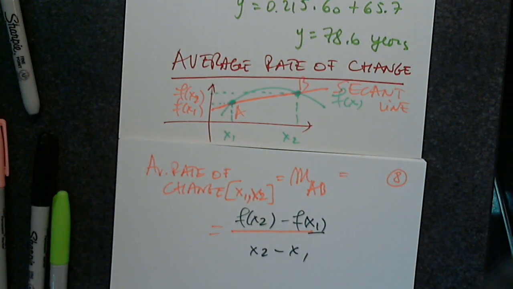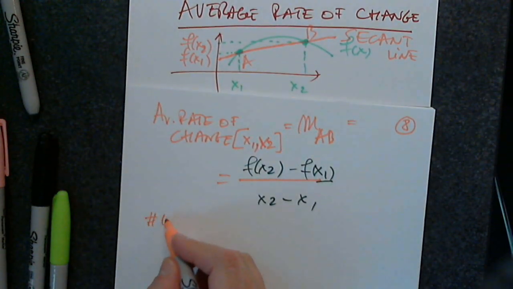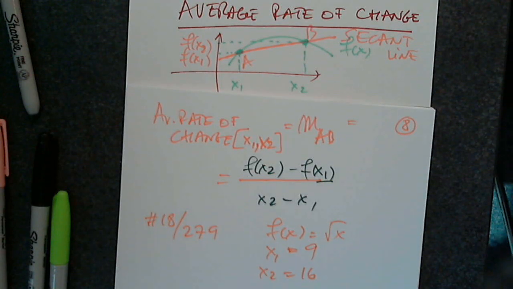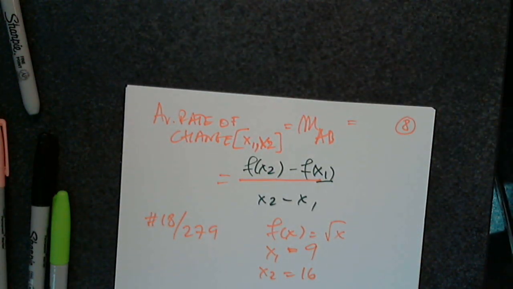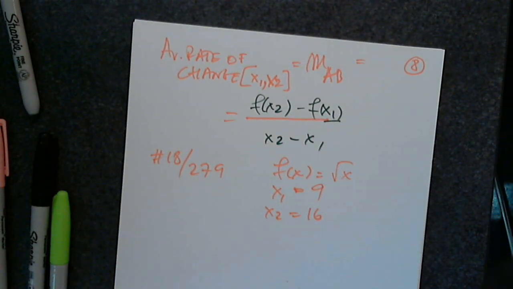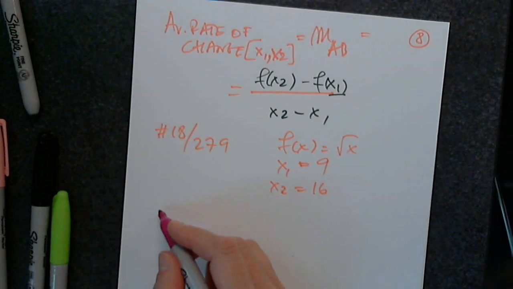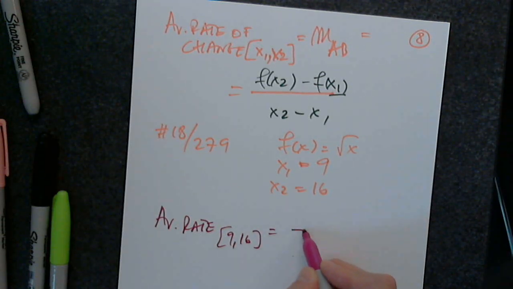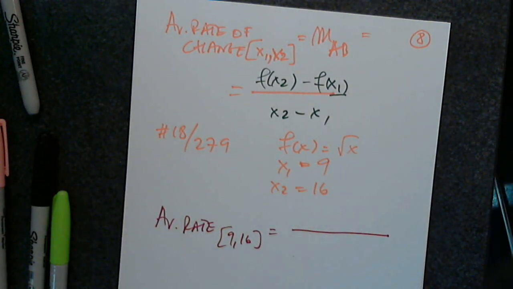So let's choose a problem. I like, for example, 18 on page 279. We are given a function which is the square root of x, and we're given x1 as 9 and x2 as 16. We're asked to find the average rate of change of function f of x between 9 and 16. I'm ready when you are.